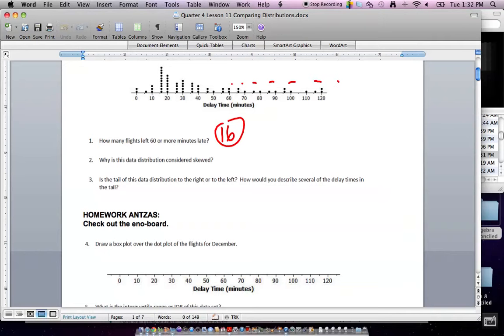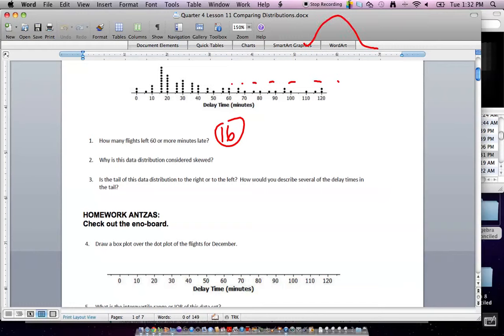Now, why is the data distribution considered skewed? How do you tell if something is skewed? There's a tail too. If there's a tail, that's one way to look at it. The definition that they would tell you in the book is a different way of looking at the same exact definition. First off, the tail is basically this area over here with red.